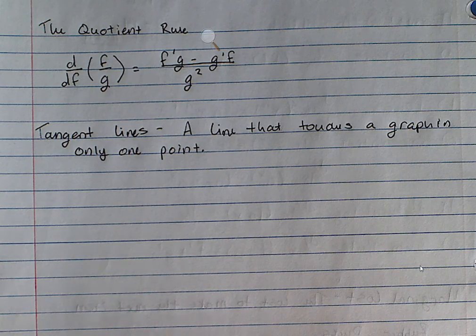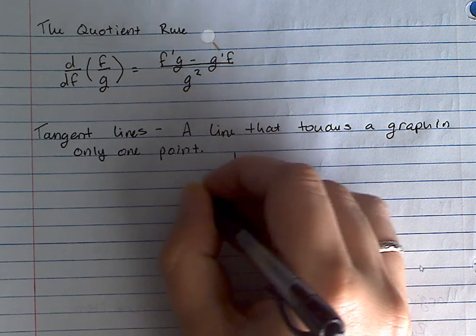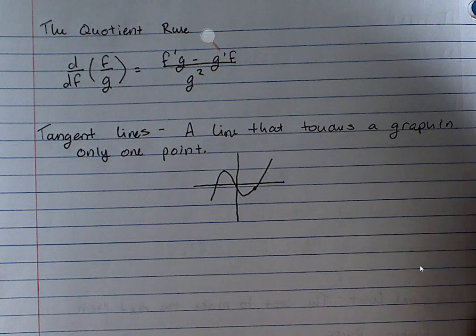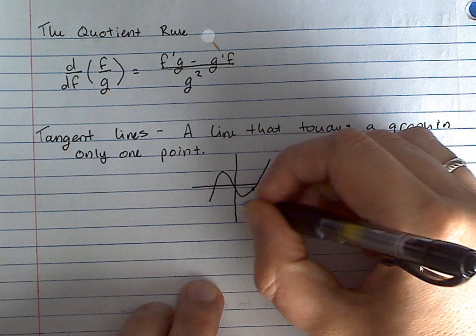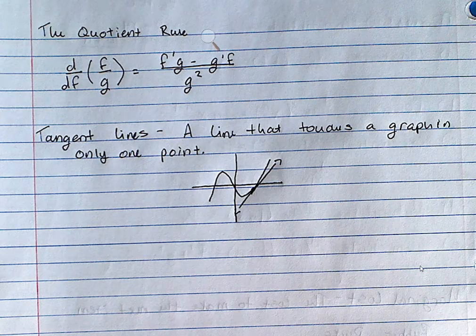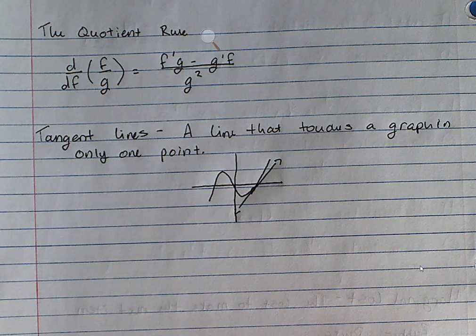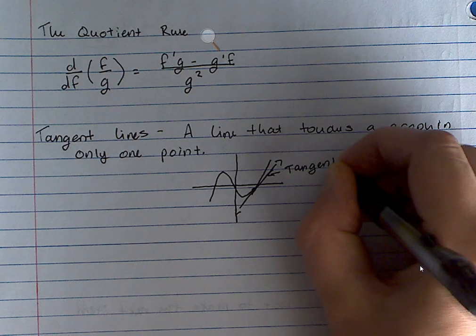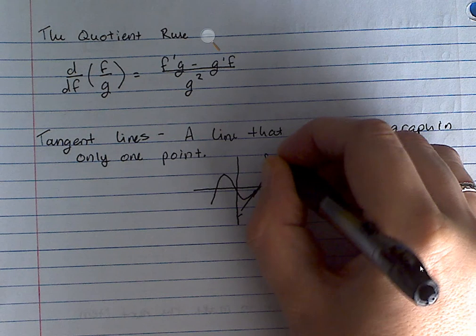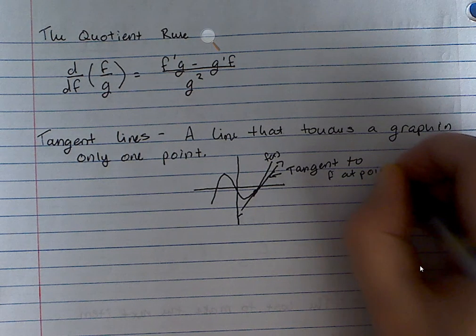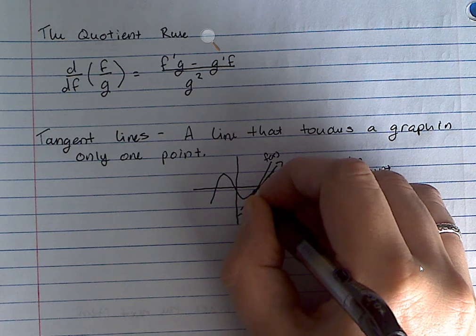So like, say that we have some graph here. I'm just going to create a graph out of nothing. Say it looks like this. And I have a point. A line that would be tangent to the graph at that point would touch the graph at that one point and then never again. All right? That's a tangent line. This line right here is tangent to, and we'll call this function here f of x, it's tangent to f at point, we'll call the point, I don't know, p, at point p.